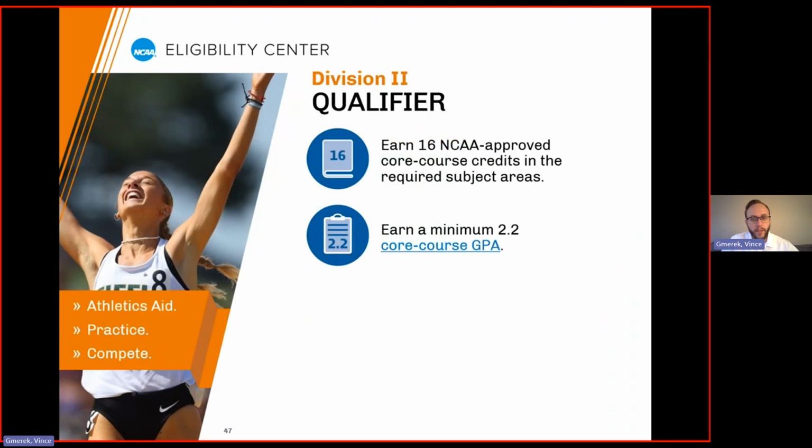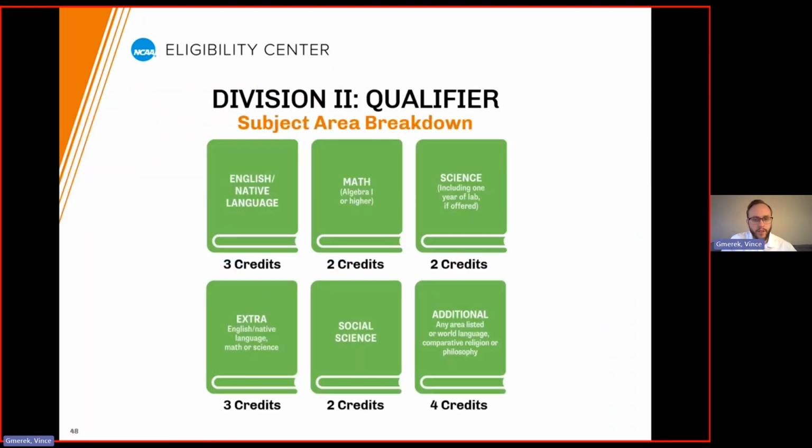All right, now let's talk about Division II qualifiers. Division II qualifiers, again, would make you eligible for athletics aid, practice, and competition. You have to earn 16 NCAA approved core course credits in the required subjects. You have to have a minimum of a 2.2 GPA in those subjects, whereas Division I requires a 2.3 GPA. And then here are the specific crediting breakdowns.